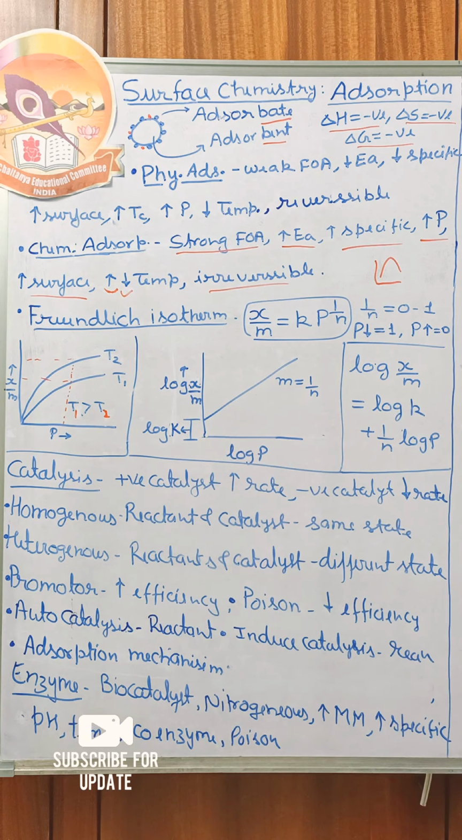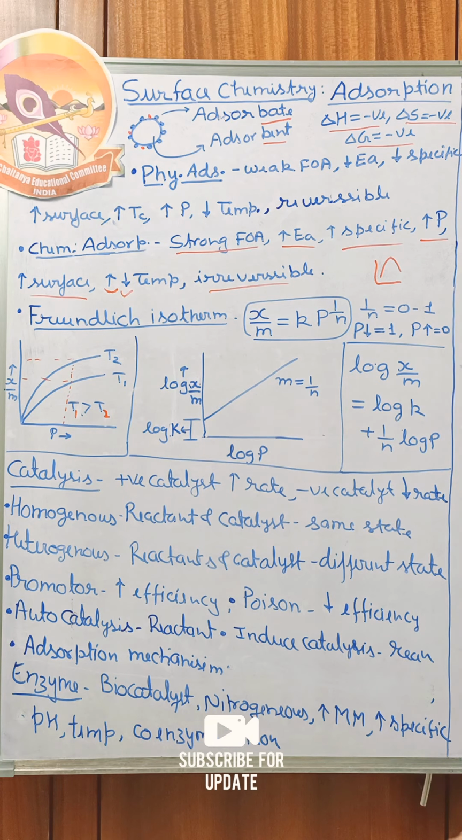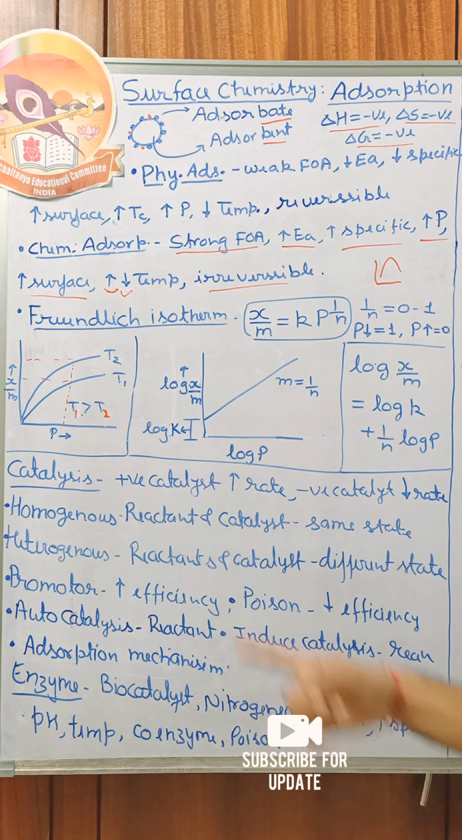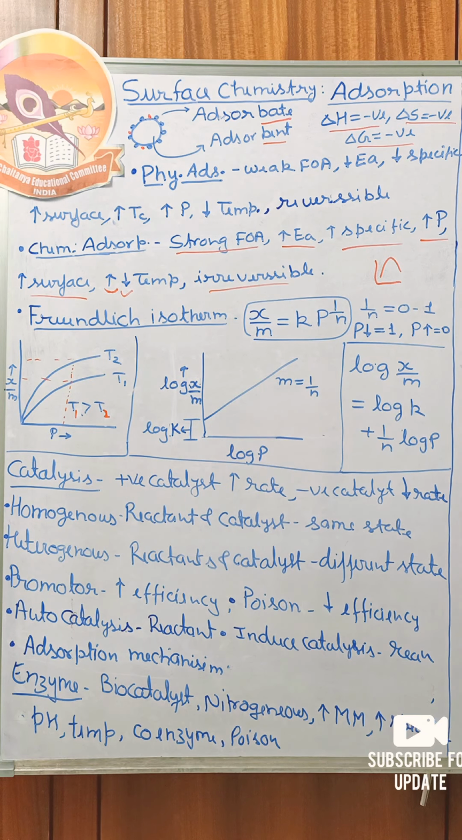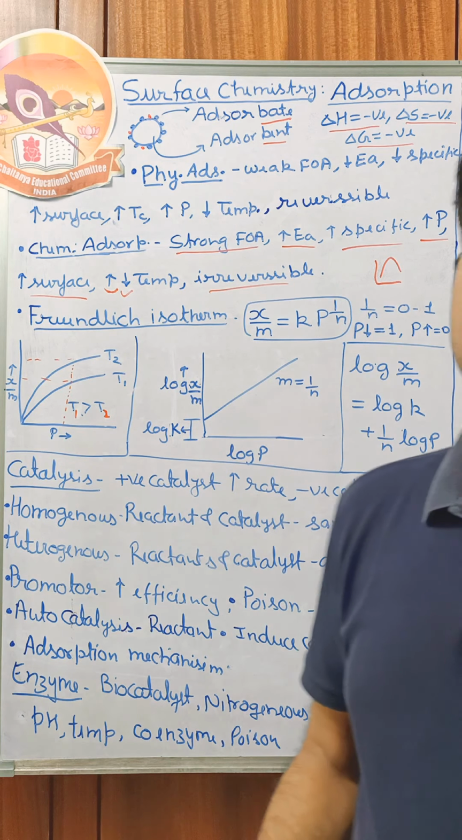Where log k is the intercept and the slope is 1 upon n, and we have this graph. If we draw this graph, by calculation we can calculate the value of the intercept and the value of 1 upon n. Similarly, we also have adsorption from solution.